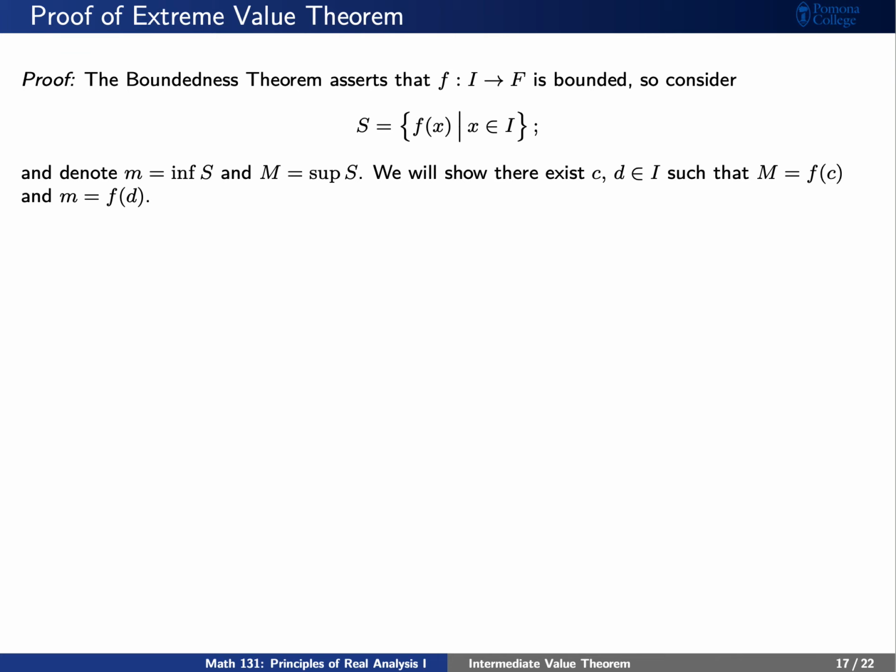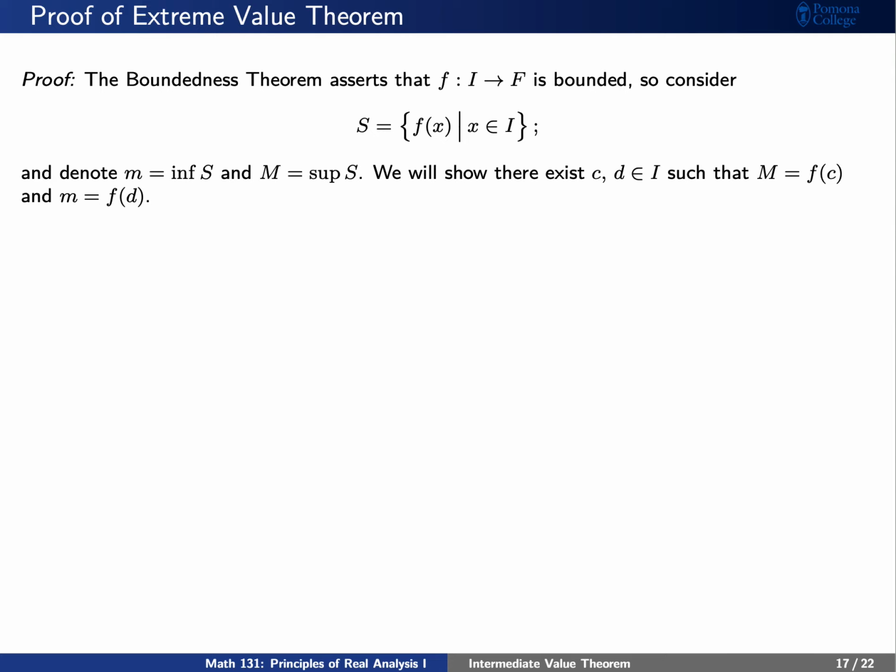Finally, we'll show the extreme value theorem. First, let's recall some ideas from the boundedness theorem so we can set up what we'd like to do. We can find a set S as follows. Our function f must be bounded from the previous theorem, so let's consider the set of f of x, where x comes from the closed interval I. This set must be bounded, so let's denote lowercase m as the infimum, the greatest lower bound, of the set S, and let's denote capital M as the supremum, that is the least upper bound of the set S.